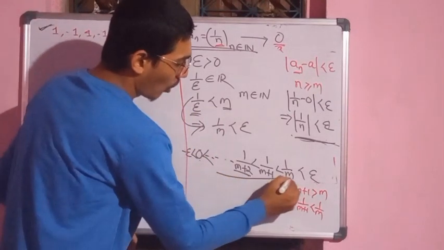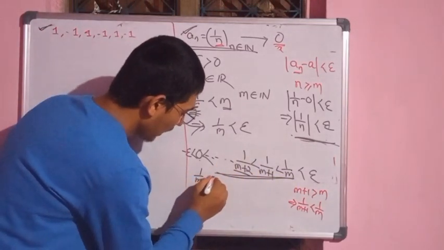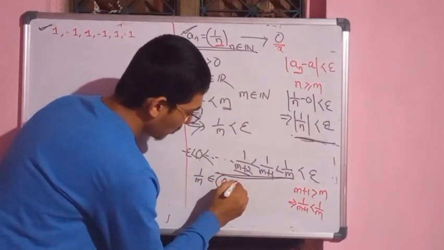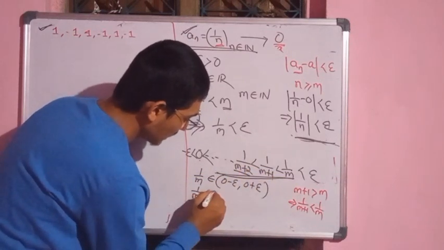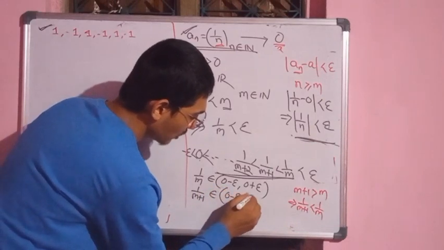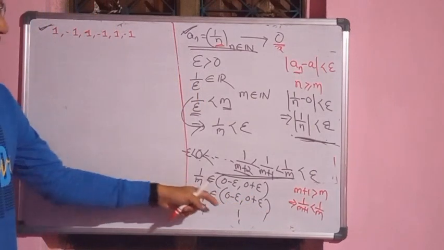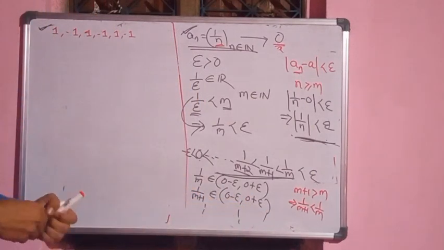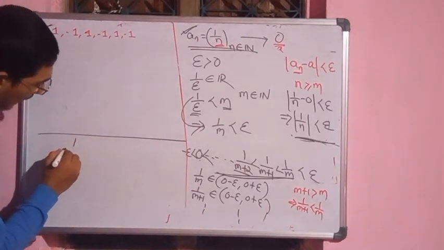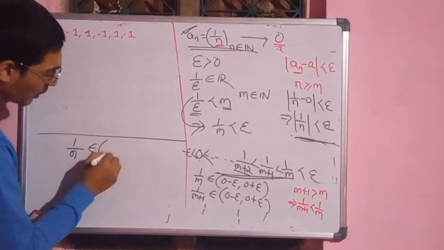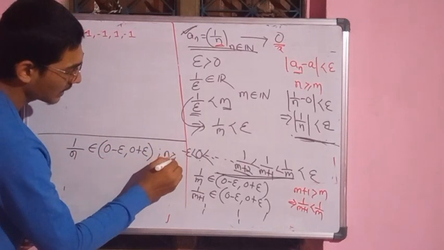So see here, for all n greater than or equal to m, 1 by m lies between 0 minus epsilon and 0 plus epsilon. In a similar manner, 1 by m plus 1 lies between 0 minus epsilon and 0 plus epsilon. Like this, all terms after m are lying within 0 minus epsilon to 0 plus epsilon. So I am writing here that all the terms 1 by n are lying between 0 minus epsilon and 0 plus epsilon for every n greater than or equal to m.